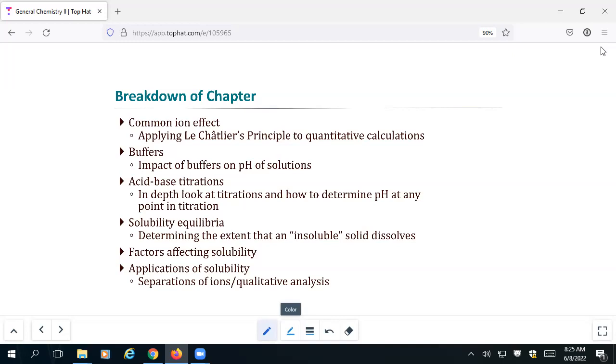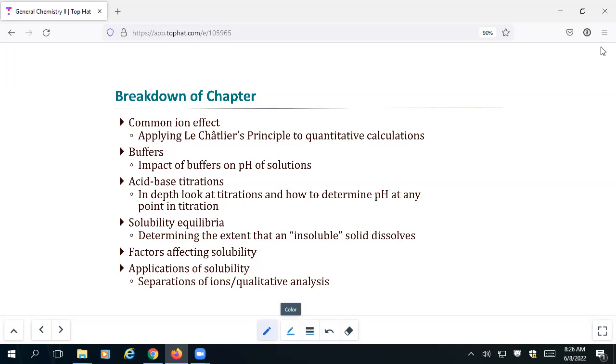But we said it at the time, and we're going to reinforce it here. Solubility is a continuum. There isn't a line that says, okay, this is soluble and 100% of the ions are going to dissolve, and this is insoluble and none of them are going to dissolve. The reality is solubility is an equilibrium expression.